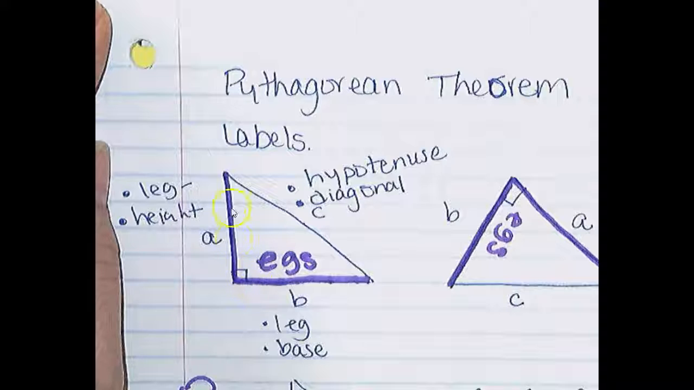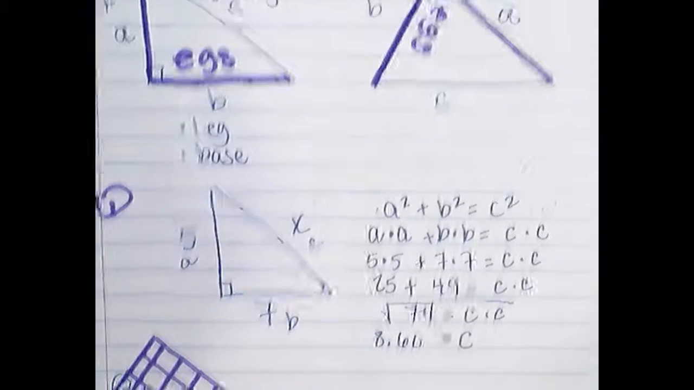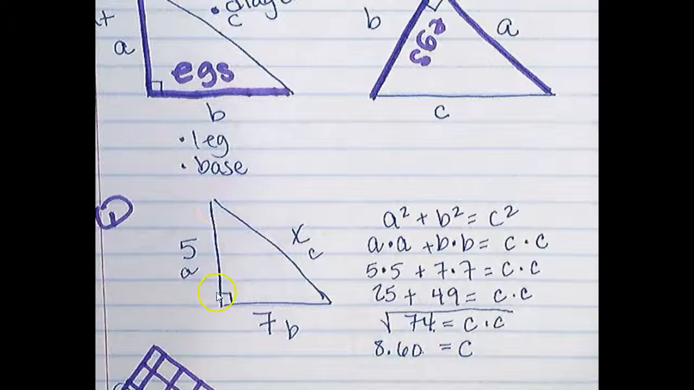If you took the right angle and made a capital L, you would know where the legs were, and I've done the same for this one over here. Next question. Question 1. If I gave you a triangle and it's 5, 7, and I don't know this third piece, right triangle, over here you'll see my work.